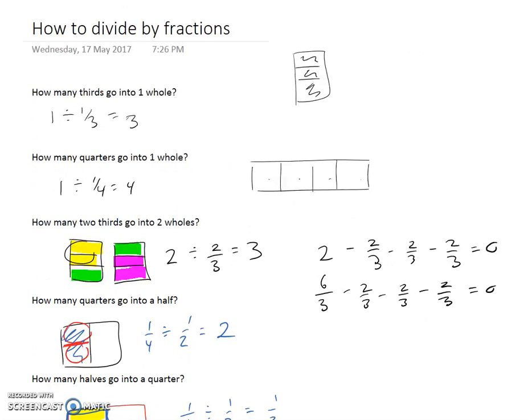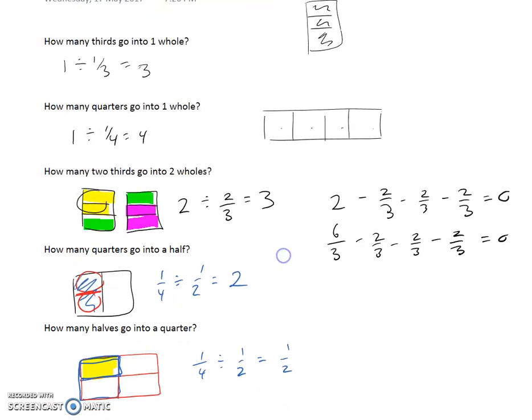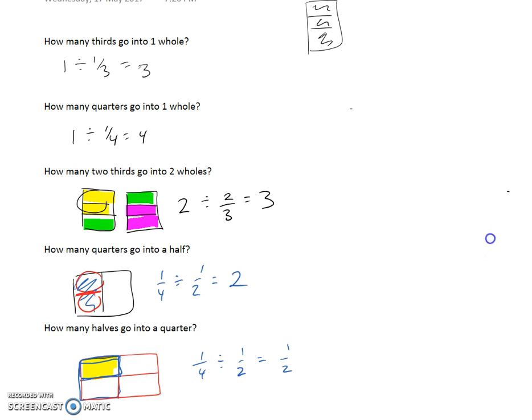So let's use those examples that we had up here. 1 divided by a third. If I was doing it as my copy, change, flip rule, I would go like this: 1 on 1 times 3 on 1. 1 times 3 is 3. 1 times 1 is 1. So 3 divided by 1 is just 3. I get back what I started with, yeah? So let's do the copy, change, flip rule for all of them and see what happens.